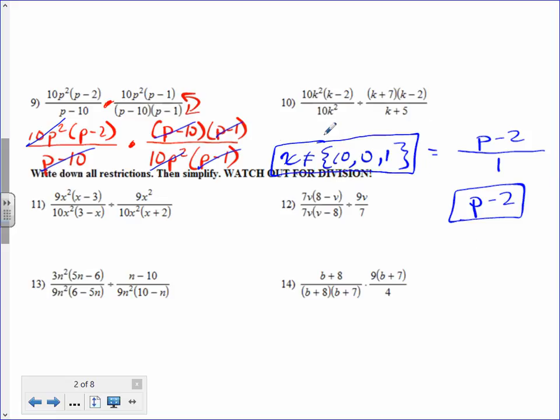Where did the 1 come from? There's nothing left in the denominator, so 1. Technically speaking, I would never even put over 1. I would just put p minus 2.